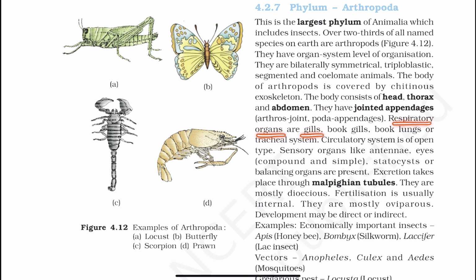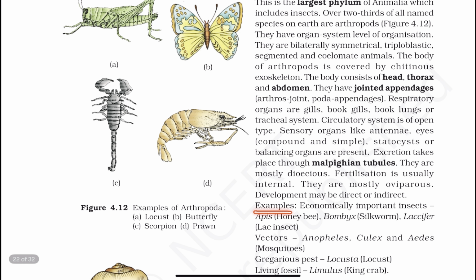Respiratory organs are gills, book lungs, or tracheal system. Circulatory system is of open type. Sensory organs like antennae, eyes, compound and simple, statocysts, or balancing organs are present. Excretion takes place through Malpighian tubules. These are mostly dioecious. Fertilization is usually internal. They are mostly oviparous. Development may be direct or indirect.